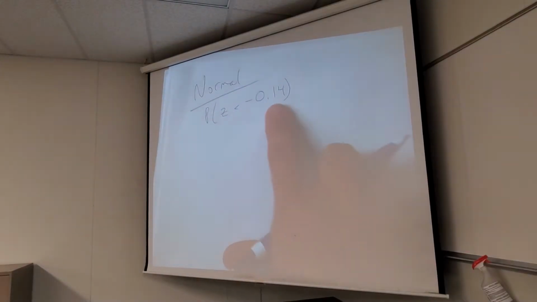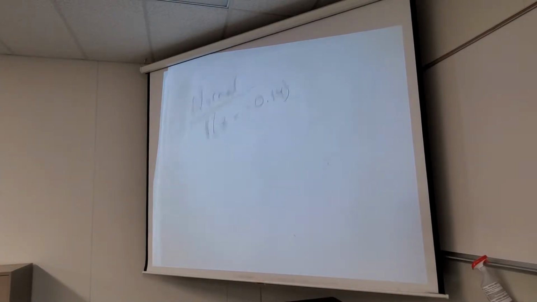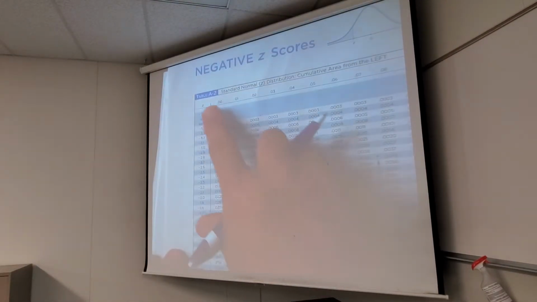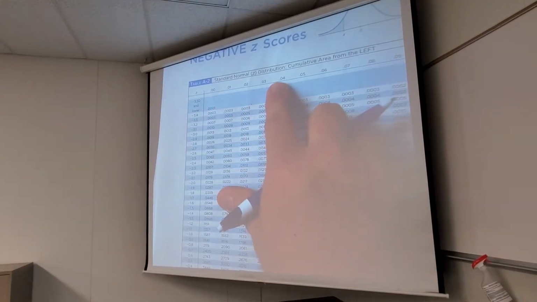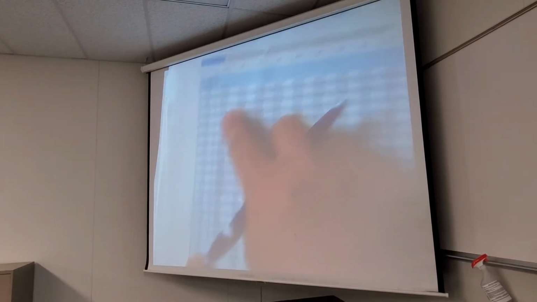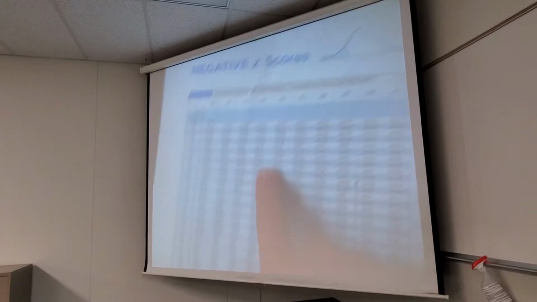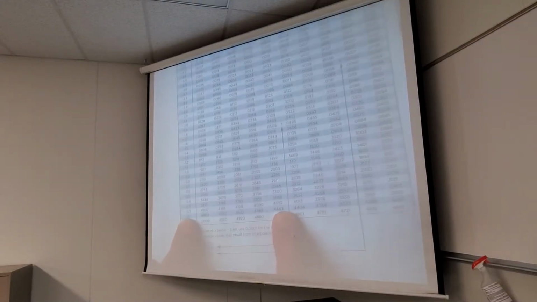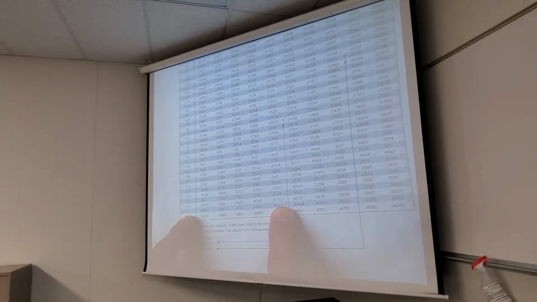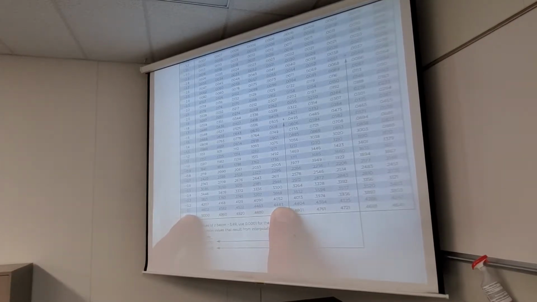So what do you get when you look up negative 0.14 in the chart? Let's remember how to use this chart. I want to go to the negative side. Negative 0.1, negative 0.14. These are the second decimal place. Negative 0.14. 0.4443. You guys see that?